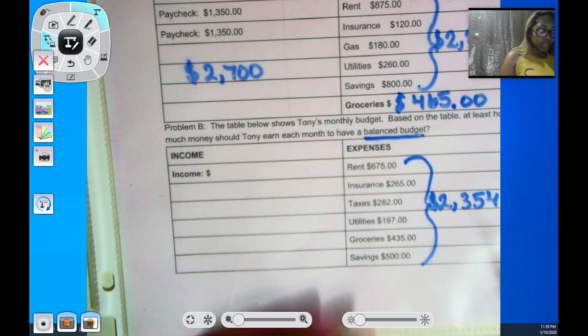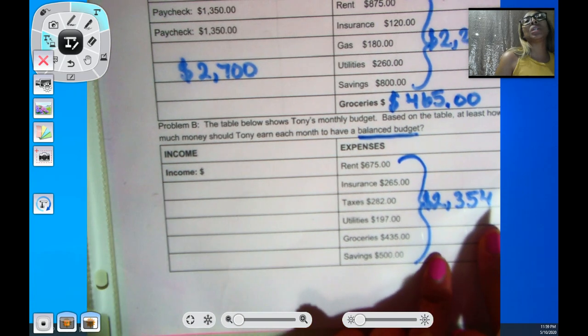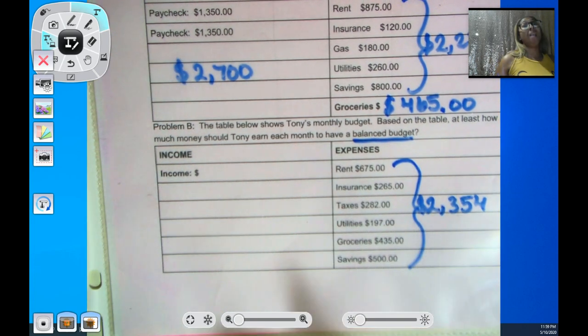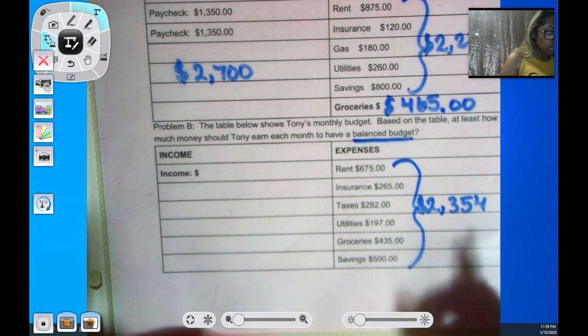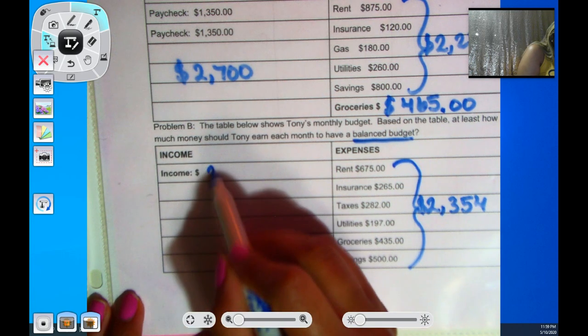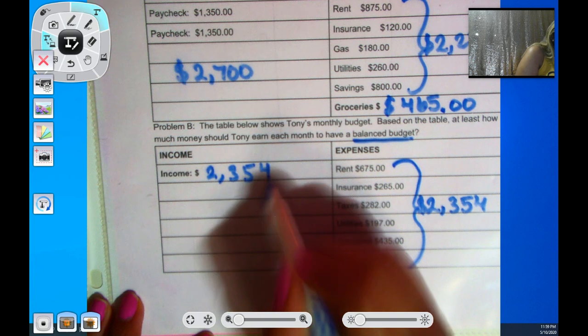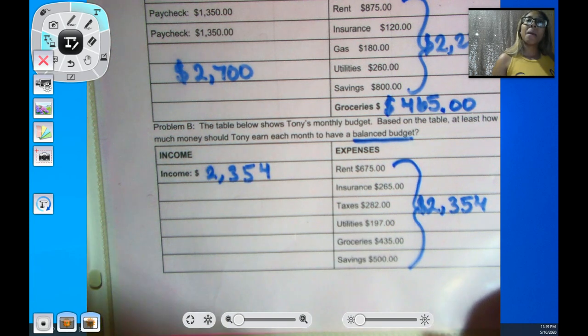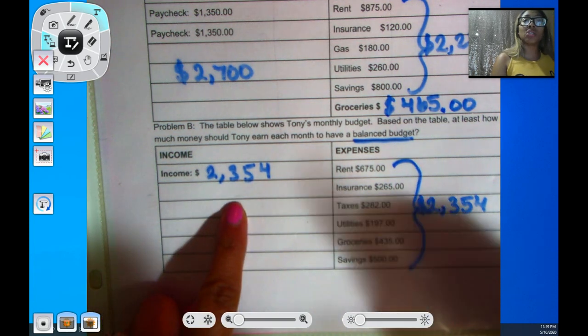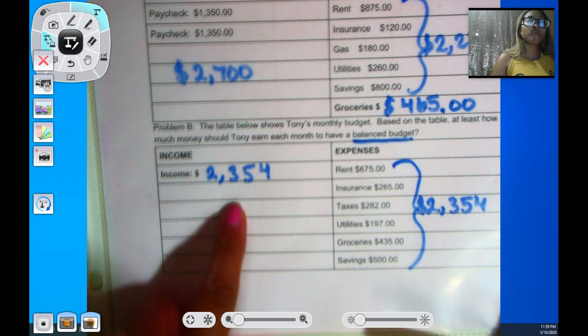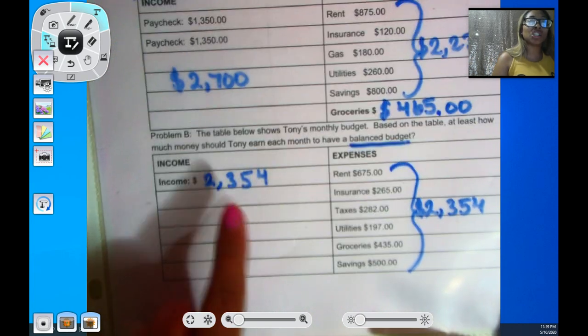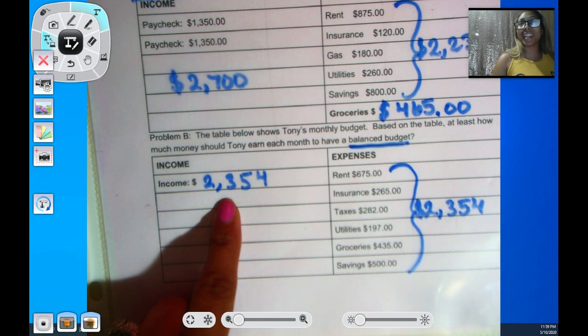$2,354. This is how much money he's going to need in order to cover all of his expenses. So that is how much income, that is the least amount of income that he has to make sure that he makes, because that's how much he'll need to cover these expenses. If he makes at least this much, then his budget will be balanced.